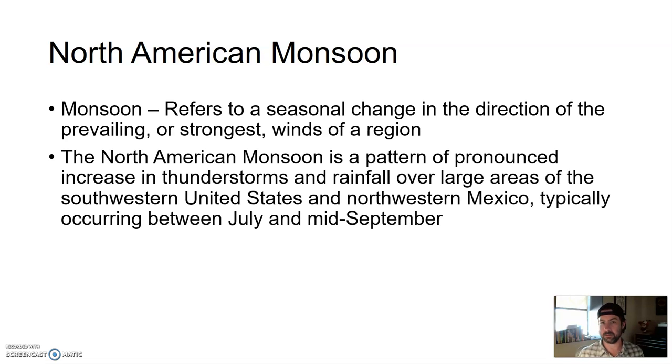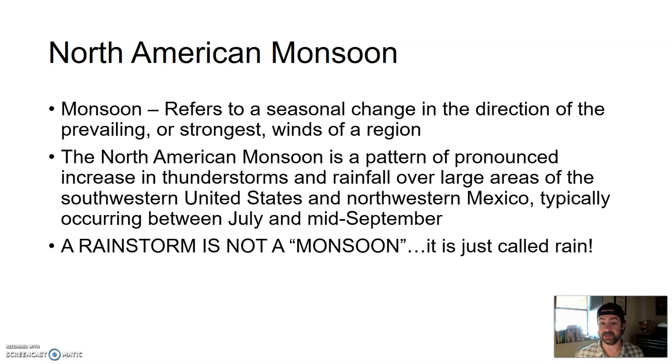But the North American monsoon is a pattern of pronounced increase in thunderstorms and rainfall over a large area of the southwestern United States, as well as a little bit of northwestern Mexico, typically between July and September. So, another thing, we living here in the desert, or in the Phoenix area, we're used to the North American monsoon. That only happens kind of in the southwest. Arizona, New Mexico, a little bit of California, northern Mexico. And that's it. That's the only place it exists in the United States. Other places get rain, and that's just rain.